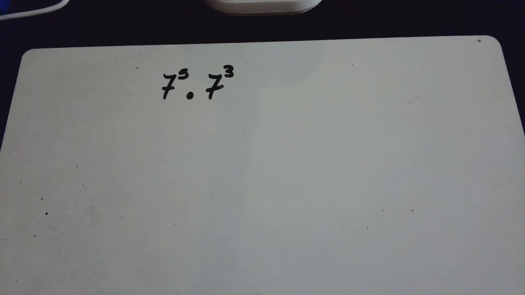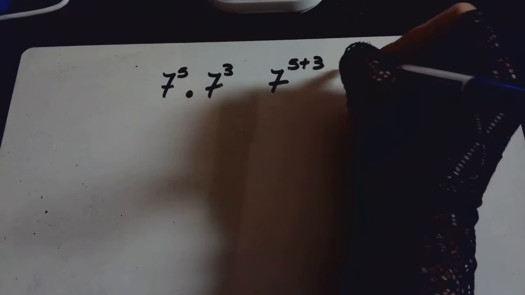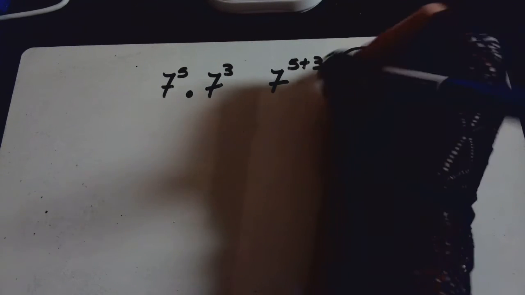8.1, applying exponent properties involving the product property. 7 to the 5th times 7 to the 3rd. Again, the bases are both 7 and the powers are different. One is a 5, one is a 3. According to these rules, because they have the same base, I can just go ahead and add the powers. 5 plus 3 gives me 7 to the 12th power.